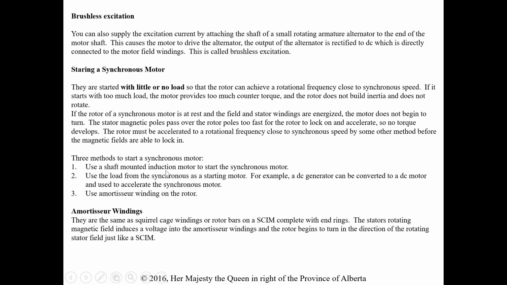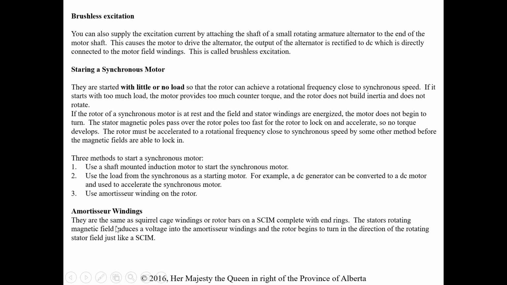We could have a shaft mounted induction motor to get that rotor spinning and up to speed. We could use the load from the synchronous motor as a starting motor. For example, a DC generator can be converted to a DC motor and used to accelerate the synchronous motor. Or we can use damper windings on the rotor, and that's what we're going to talk about the most here.